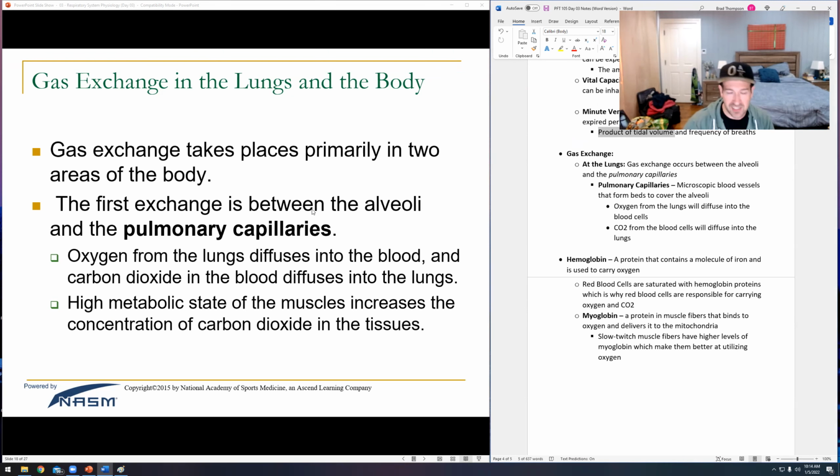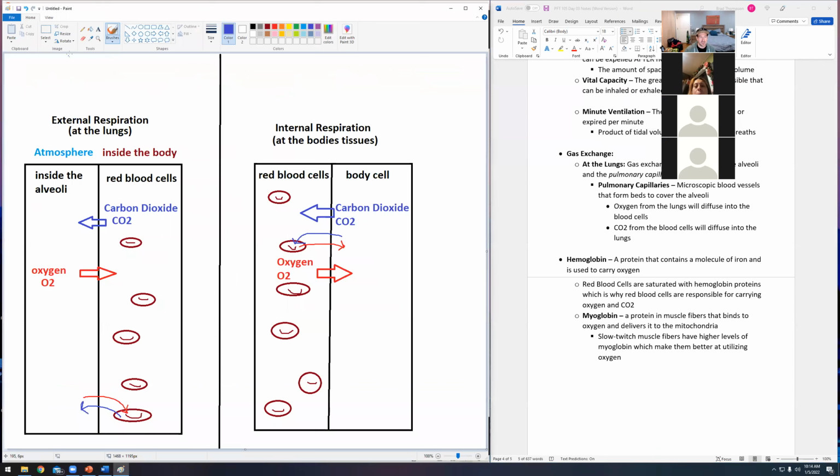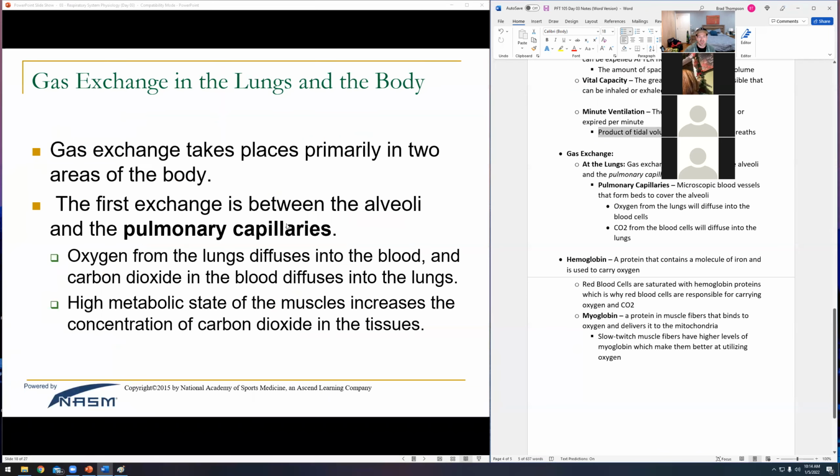So let's go ahead and look at gas exchange inside the body. So we've talked a lot today. So far, we spent most of our time talking about this external gas exchange. It's at the lungs, right? You drop off your CO2, you pick up your oxygen. Well, at the body tissue level, right, you're going to have, actually, this is both of them.